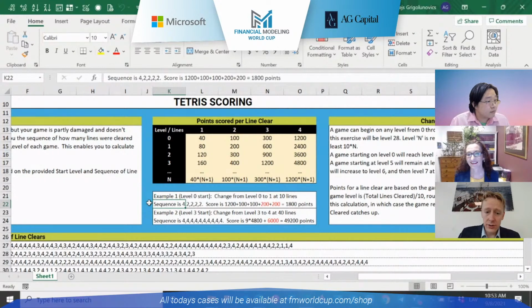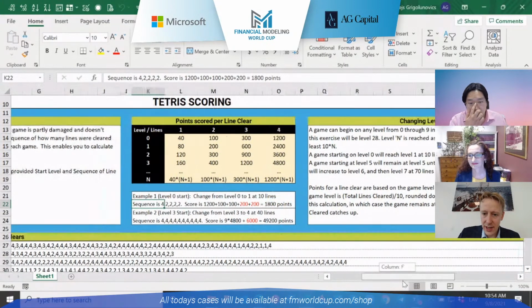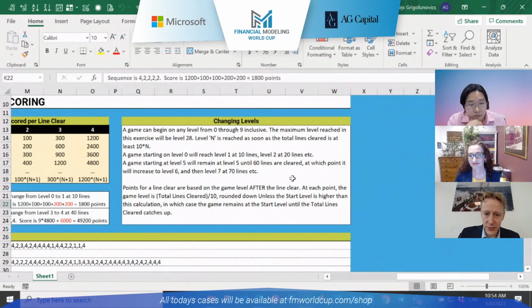Finally, it also gives you a bonus for scoring. For example, as in this example over here, if you change the level from 0 to 1, then all the lines in this movement that brings you to the next level are being scored at the next level. So you will see the example over here. Finally, the change of levels happens, it's described over here.